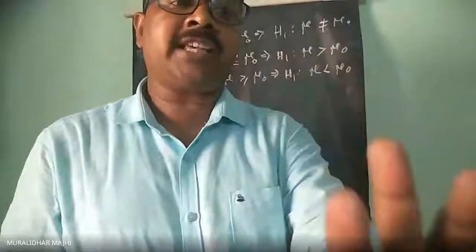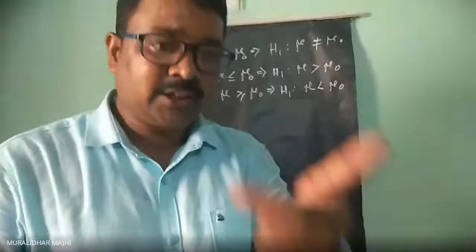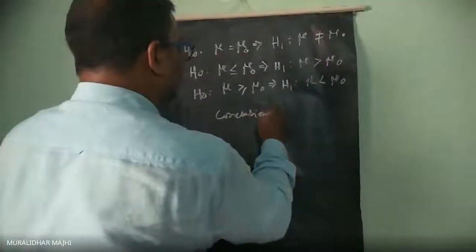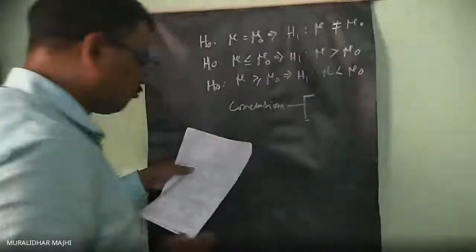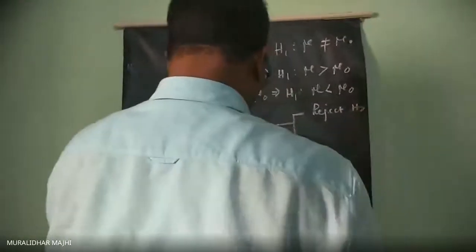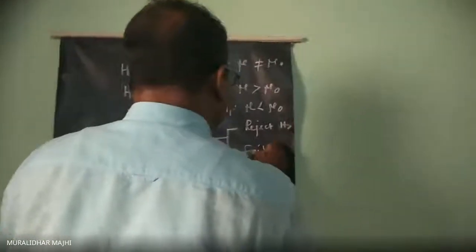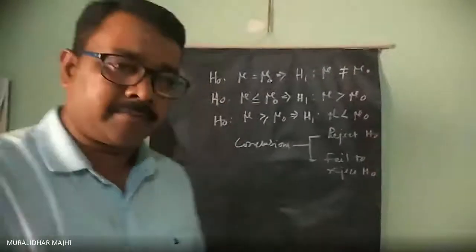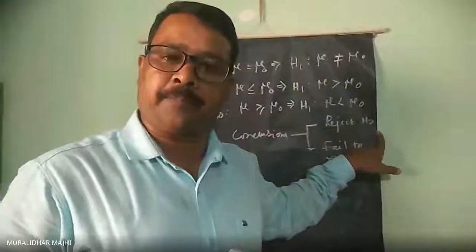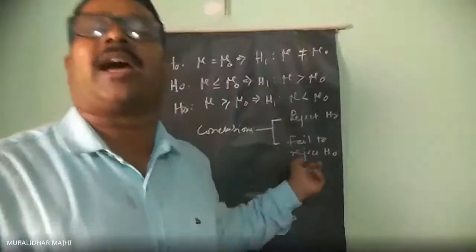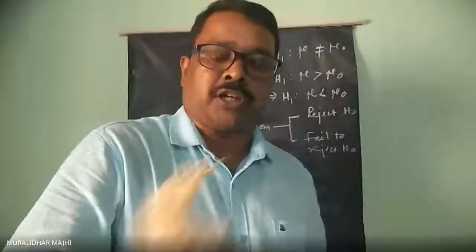So, hypothesis testing has two conclusions. Be careful about this, dear students. What is the conclusion? Reject H0 at the chosen level, that is, reject the null hypothesis, or fail to reject H0, which means we are accepting the null hypothesis. These are the two conclusions that we have to arrive at in the end. Should I move further, dear student?